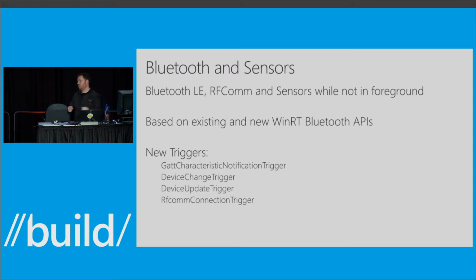The device change trigger happens when your device disconnects or reconnects. So if you have one of those key fobs or something, and it disconnects, you can get a trigger, and you can raise an alarm. I think the Bluetooth guys are going to show a pretty cool demo of that in their session. And the RFCOMM connection trigger is another long-running task, associated in this case with the Bluetooth 3.0 RFCOMM connection.